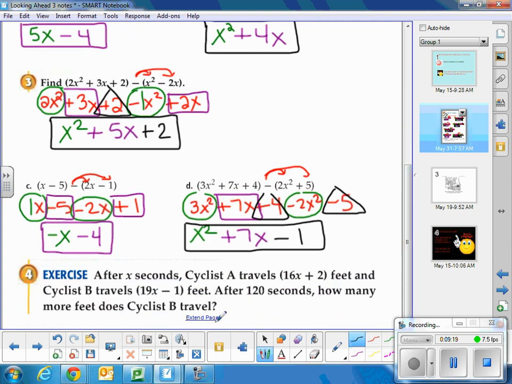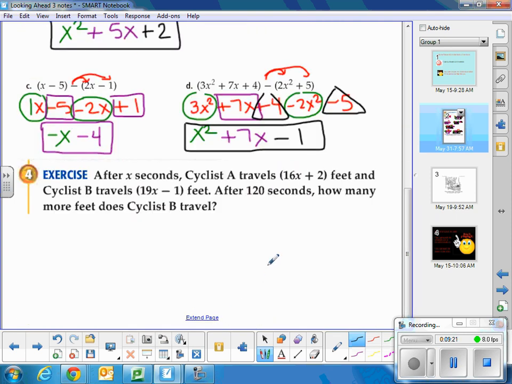Our very last example is a word problem. It says after x seconds, cyclist A travels 16x plus 2 feet and cyclist B travels 19x minus 1 feet. After 120 seconds, how many more feet does cyclist B travel?